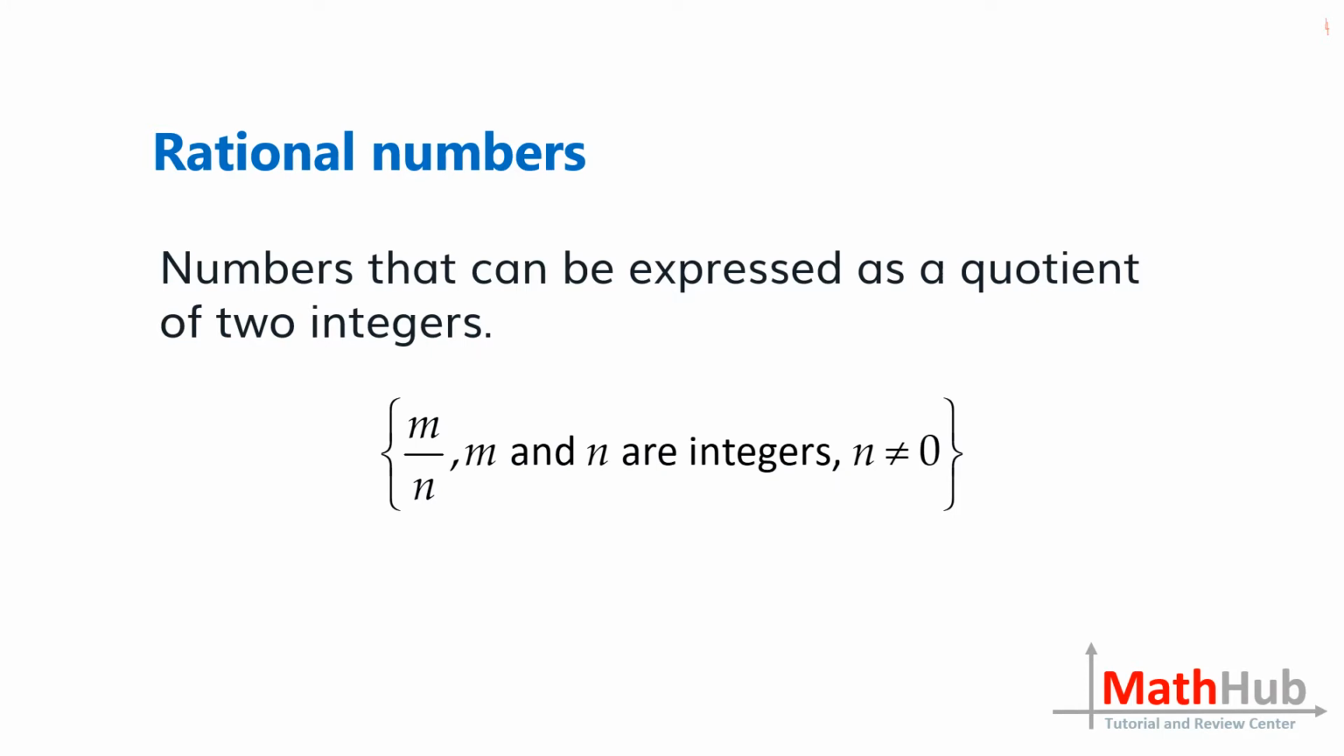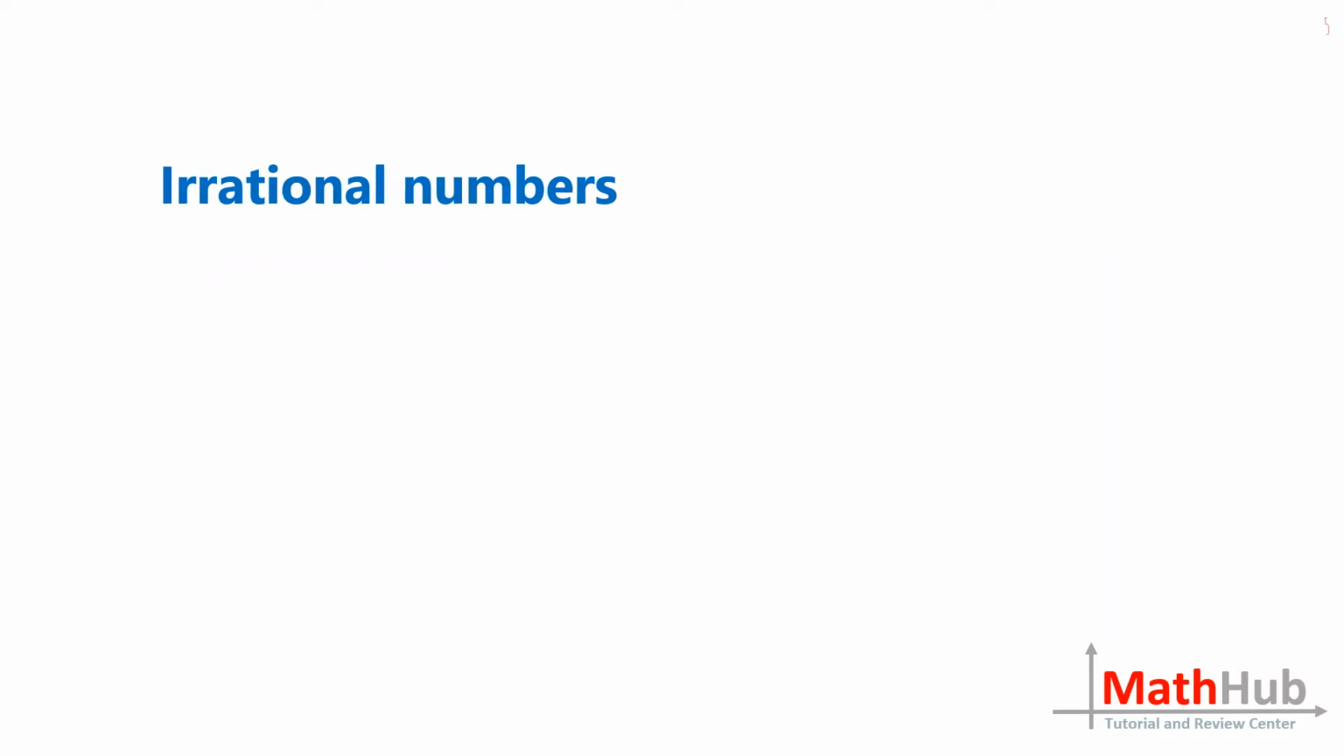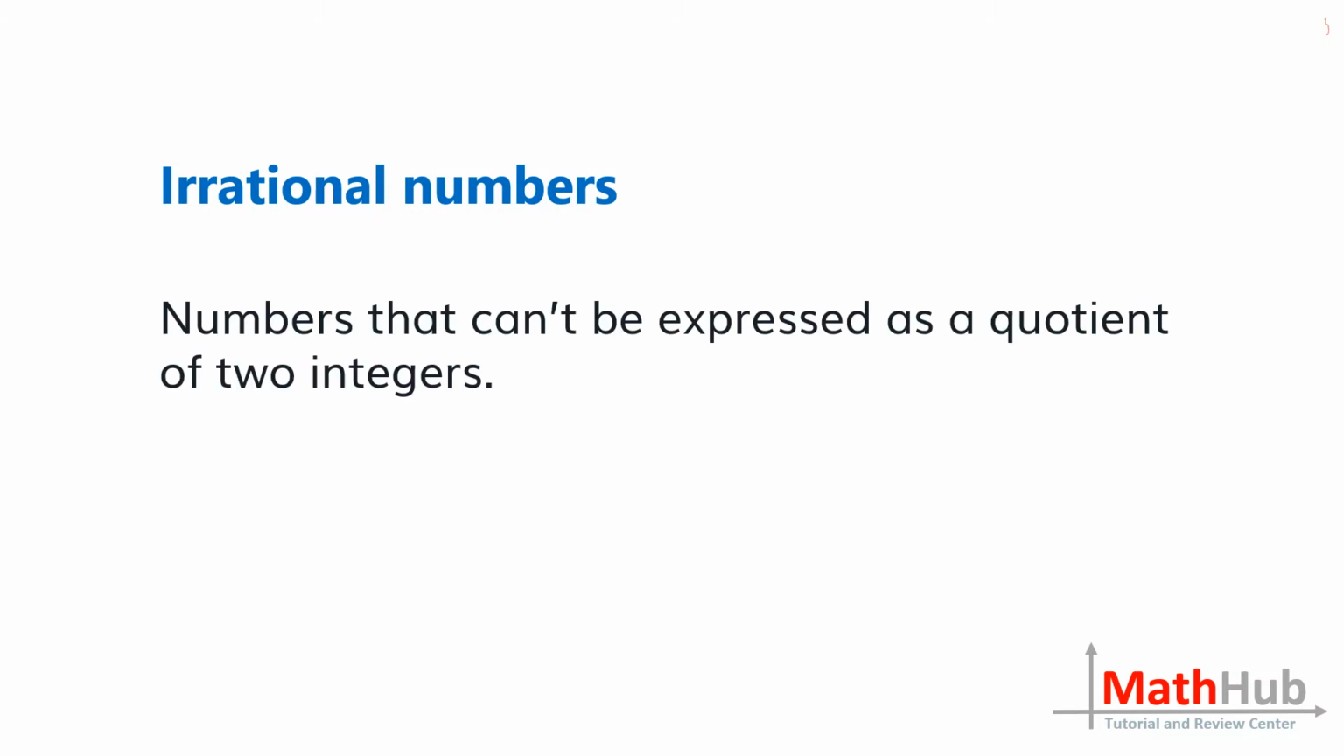Meaning to say, you have here a quotient. The numerator and denominator are both integers. And of course, the denominator cannot be equal to 0. Irrational numbers are numbers that cannot be expressed as a quotient of two integers. Some examples of irrational numbers are pi, the number 3.1416, and so on and so forth.